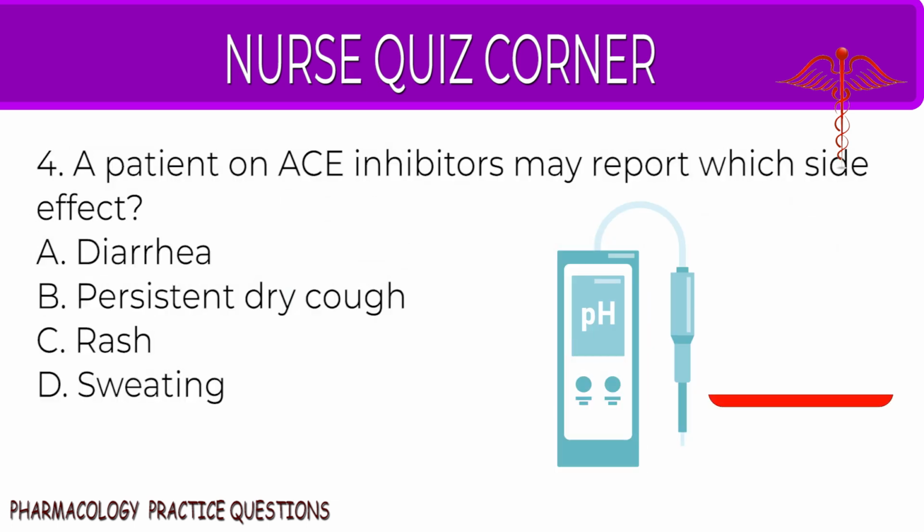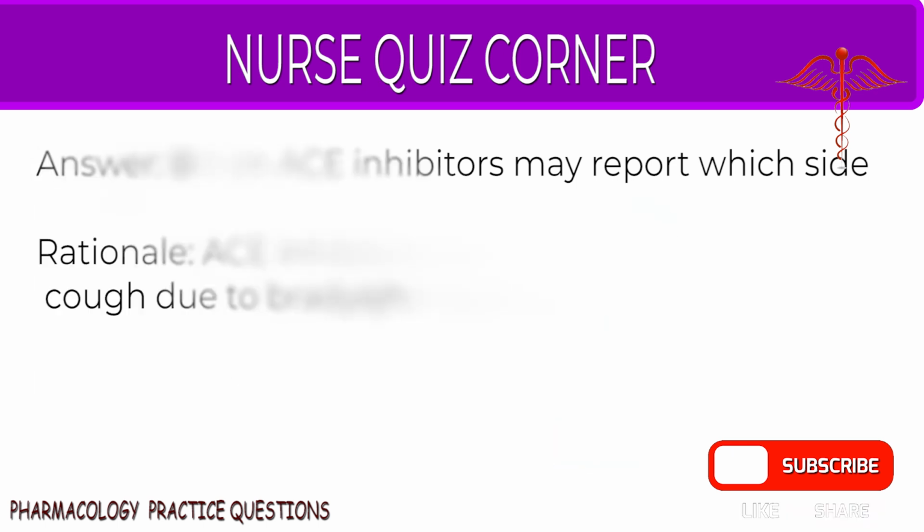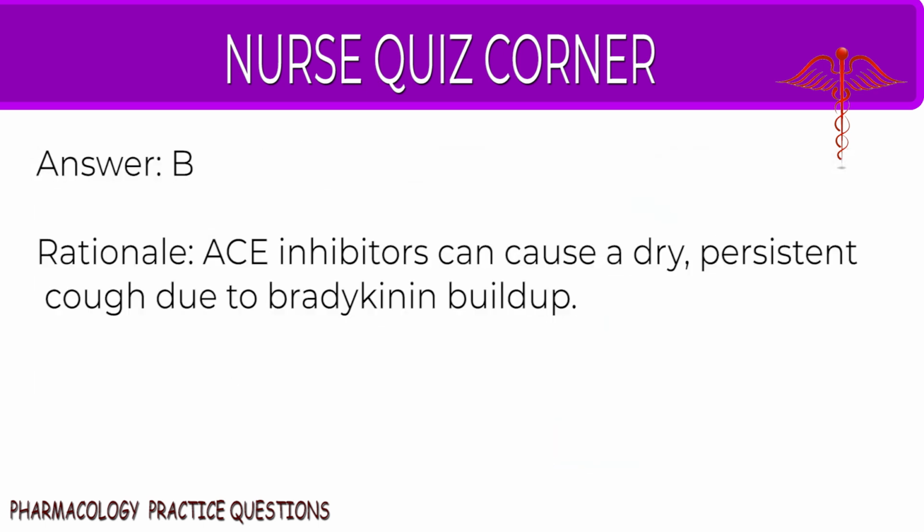4. A patient on ACE inhibitors may report which side effect? A. Diarrhea, B. Persistent dry cough, C. Rash, D. Sweating. Answer: B. Rationale: ACE inhibitors can cause a dry, persistent cough due to bradykinin buildup.